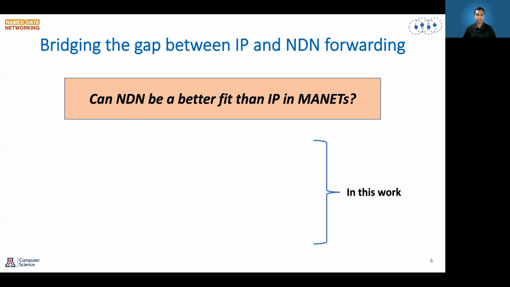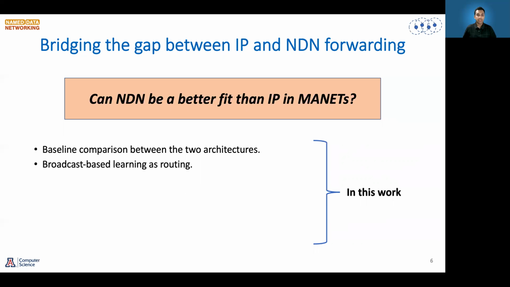To answer this question in this work, we perform a baseline comparison analysis between the two architectures out of many available designs. Therefore, the difference in performance comes from the difference between the architectures and not only the routing. For this comparison, we chose a broadcast-based learning as their routing basis and a request-response application where one request packet retrieves one data packet. Please refer to the paper for more details on application setup. Thus, we use the AODV routing protocol as an IP baseline for its well-known design.